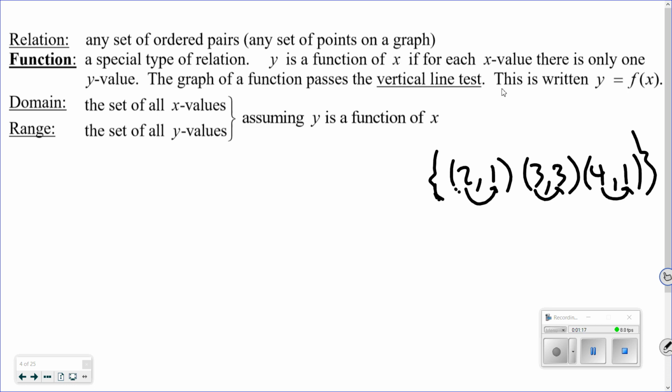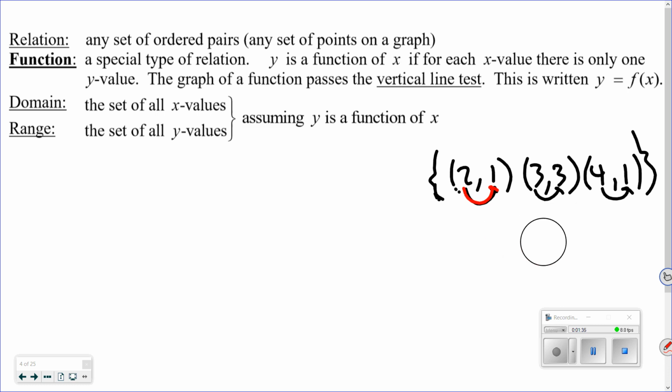Now if I were to add another point, let's say I added the point 2, 5. Now it would not be a function because when I put 2 in, I get 1 out, or I could get 5 out. I get 2 different things. So that hopefully illustrates the difference between a function or not.